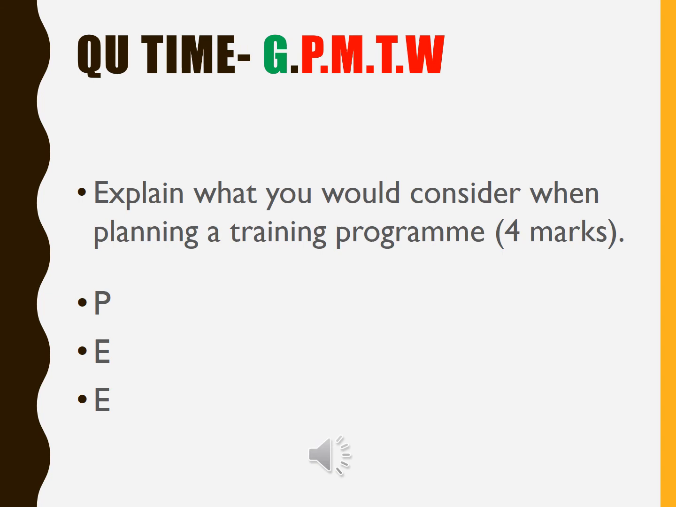So this is your question time, and this is your task for today. Using the knowledge that you've gained from the rest of the lesson, obviously you can go back into the video and use that, you're going to explain what you would consider when planning a training program. So we're going to use GPMTW, but I've already given you G for goal setting in the last slide. I'd like you to give me 4 PEE chains using PMTW. So progression, model performer, tedium, and work to rest ratio. So give me wee examples in there as well.